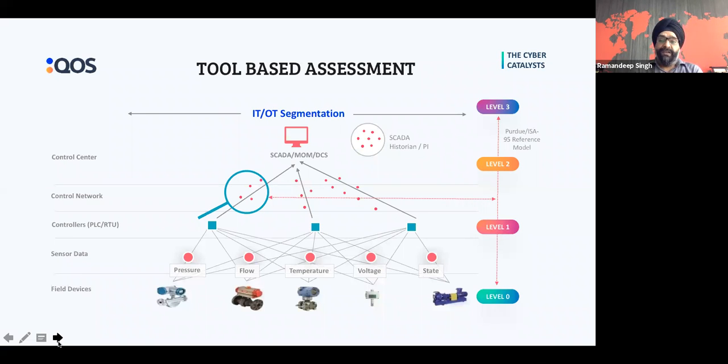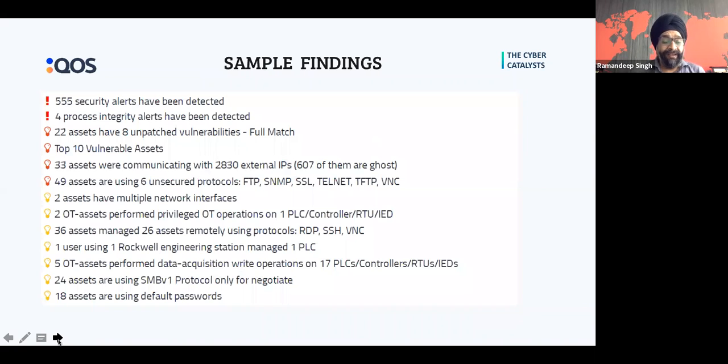So then, from the manual assessment, we also figure out where the tool has to be deployed, as I've already explained to you. So once the tool is deployed, then you'll start finding such kind of things, like 555 security alerts. So this is one of the samples. Okay, 4 process integrity alerts have been detected. So 22 assets. So for sure, my team will go into each one of them and identify and understand what exactly is the OT surface problem.